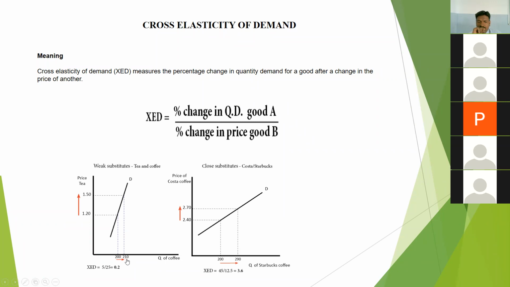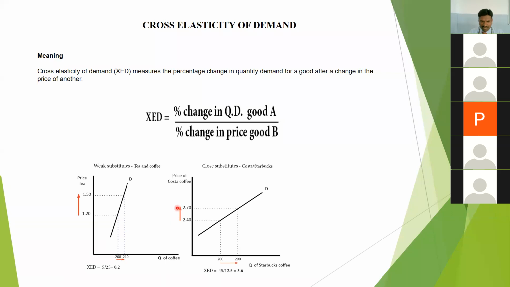Now, in the same way, we are taking another two substitutable commodities. What happens here? Price has increased from 2.4 to 2.7. Now, what is the percentage over here? Can someone calculate and tell me? 2.4 to 2.7? 12.5%. Okay, rounding off, we can take it as 13%.